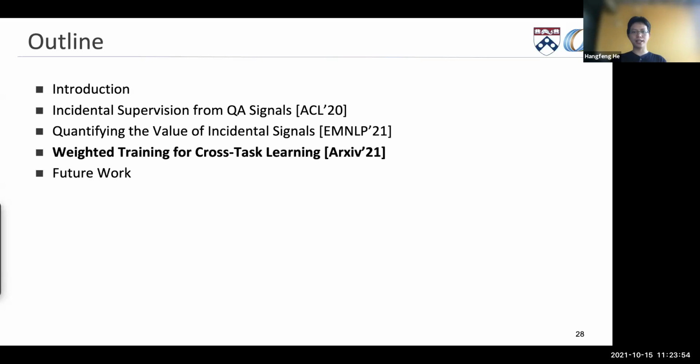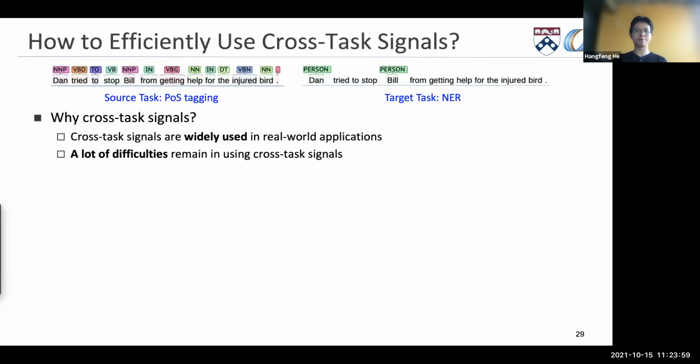Now we can take a look at the third part, weighted training for cross-task learning. Given a source task such as POS tagging and a target task such as NER, how to use POS tagging to help NER is a standard cross-task learning setting in natural language processing. Usually we will have a large scale of POS tagging and a small scale of NER annotations. In this part, our goal is to provide some efficient algorithms to better use cross-task signals.